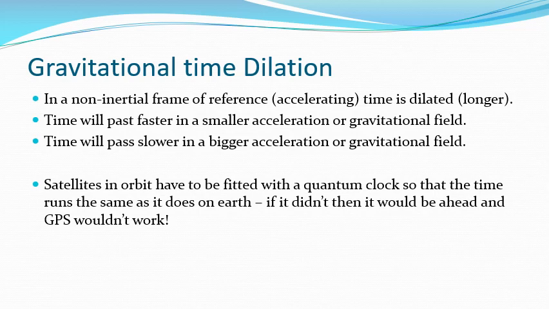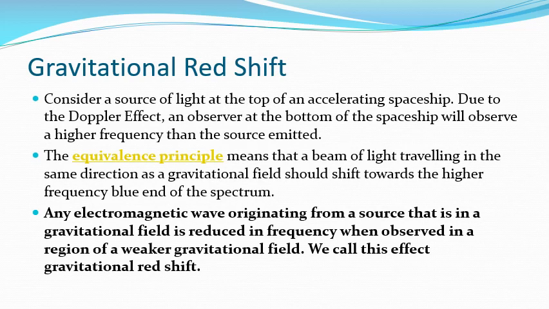So there's gravitational time dilation. In a non-inertial frame of reference, accelerating, time is dilated, made longer. Time will pass faster in a smaller acceleration or gravitational field, and time will pass slower in a bigger acceleration or gravitational field. Satellites in orbit have to be fitted with a quantum clock that runs the same as on Earth, and we have to correct that time to be correct. One of the other considerations is something called gravitational redshift.